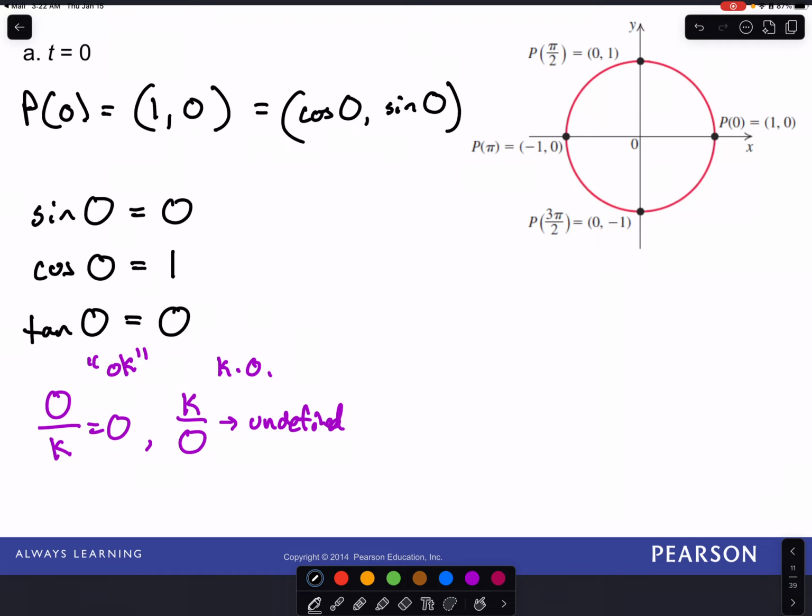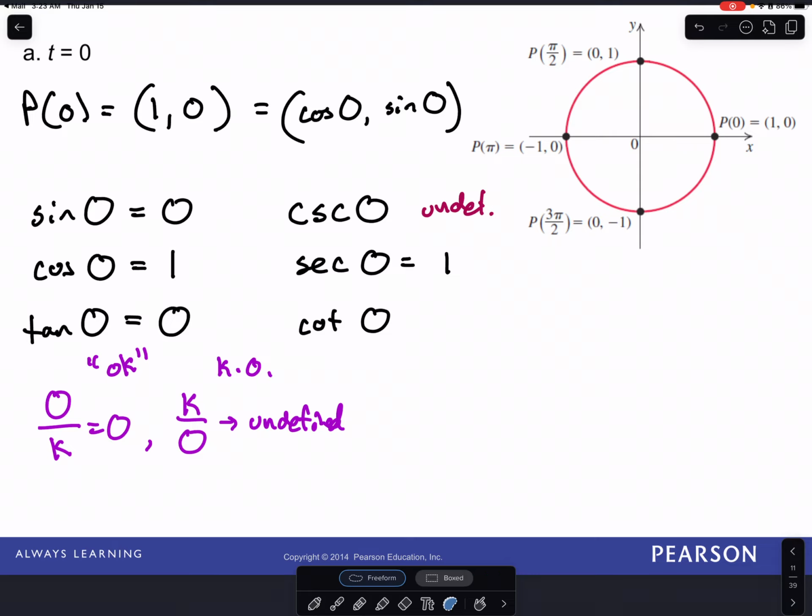So then the reciprocal of sine is going to be cosecant. So cosecant of 0 does not exist or is undefined, because you can't take the reciprocal of 0. I'm going to just abbreviate it. The reciprocal of cosine is what? Secant of 0. The reciprocal of 1 is going to be 1. And the reciprocal of tan is cotan. Again, that one's also going to be undefined.